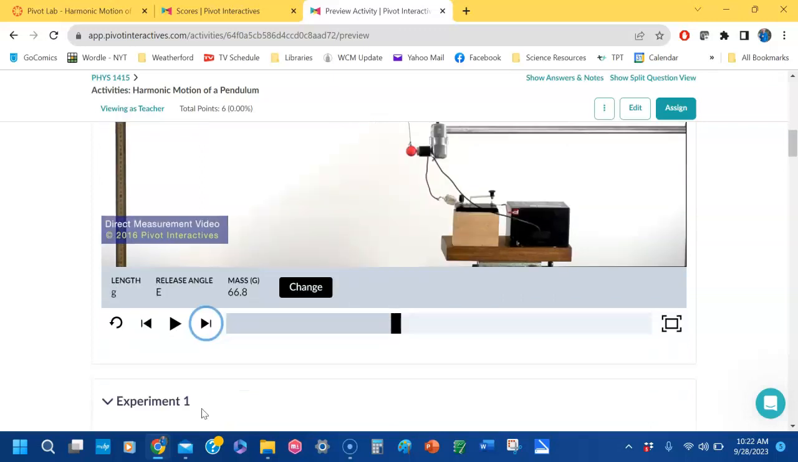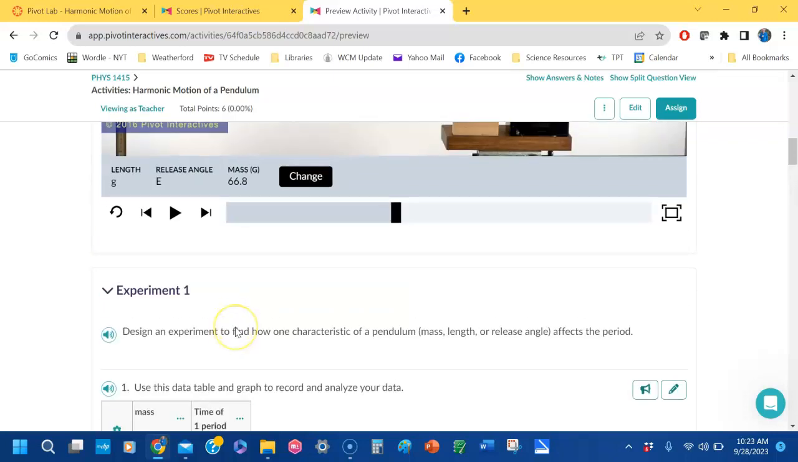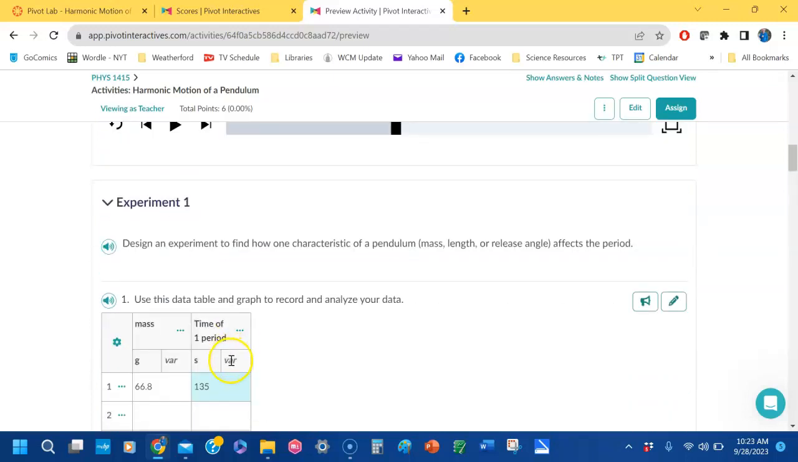All right, so it took 1.35 seconds, and I would put that down here, okay? All right. Whoops, actually 135. That's not going to work. 0.35. Okay. I don't know why it won't let me do that. 1.35. There we go. Okay. I don't know what I did wrong before. Okay. There we go. All right.